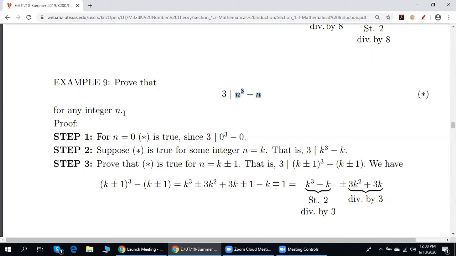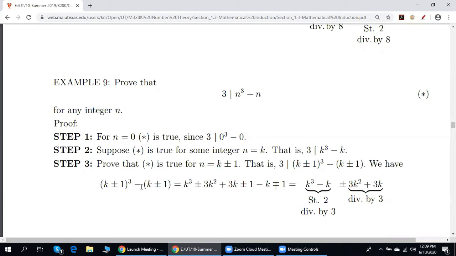And now let us combine these 2 cases together. We want to prove that 3 divides n cubed minus n for any integer n. n is equal to k plus or minus 1. We want to prove that 3 divides this. By algebra, let me consider these 2 cases separately.